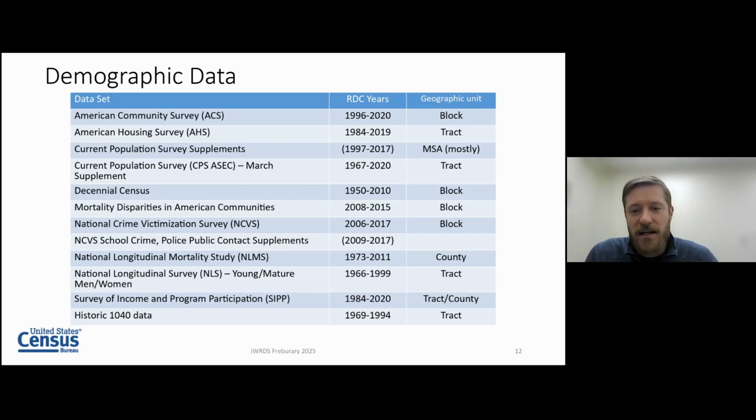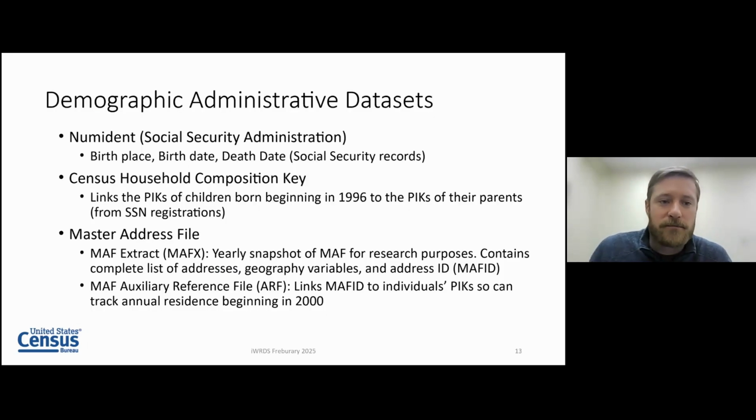In addition to these sort of headline surveys, there are also more targeted surveys like the National Crime Victimization Survey and the Survey of Income and Program Participation. Again, this slide is a useful breakdown to provide information about the surveys to you that I can't go through in detail here. But some key information to pay attention to are the RDC years, which is the years that we make available of the restricted use data, as well as the geographic unit. So what geography is this data available at and valid down to?